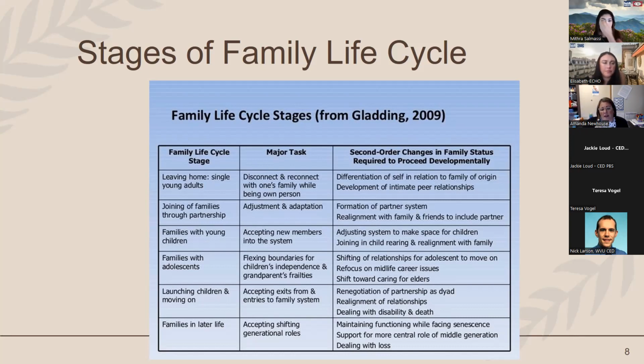And then later life, so accepting and shifting to some of these generational roles and how others are acting and interacting, and how different the generations are, and adapting to that. And so all of this has a huge impact on the family system.